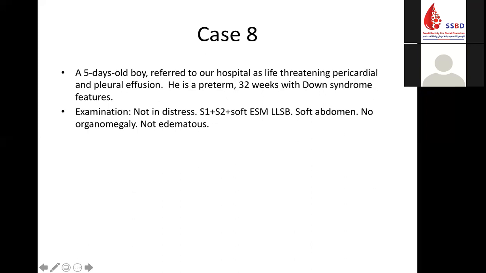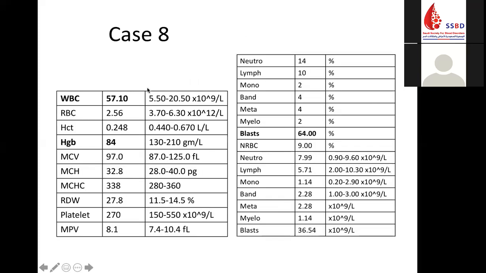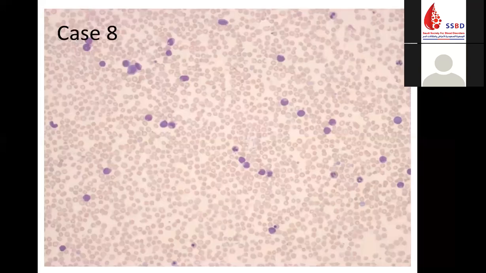Case 8, a 5-day-old boy, referred to our hospital with life-threatening pericardial and pleural effusion. He is a preterm, 32 weeks, with Down syndrome features. On examination, not distressed, with a murmur, soft abdomen, no organomegaly, and not edematous. His count shows a leukocytosis, anemia, platelets okay, and circulating blasts of 64. So Down syndrome, 4 days old, leukocytosis, and blasts.